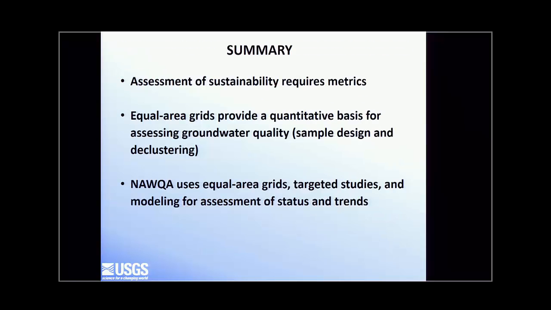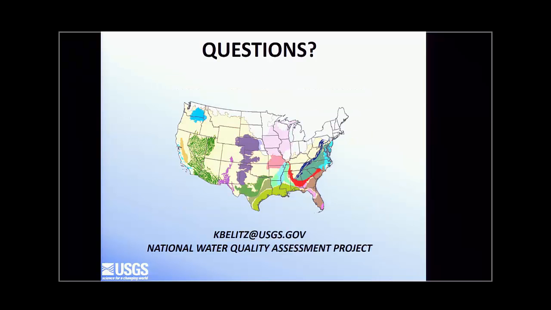So, to summarize, assessment of sustainability requires metrics. That's one of the things that we can do at NAWQA to help evaluate sustainability. Equal area grids provide a quantitative basis for assessing groundwater quality, both for sample design and declustering. The National Water Quality Assessment Project uses equal area grids, targeted studies, and modeling for assessment of trends and status. I have not spoken really about those targeted studies and modeling today. And with that, I'd be happy to take questions.